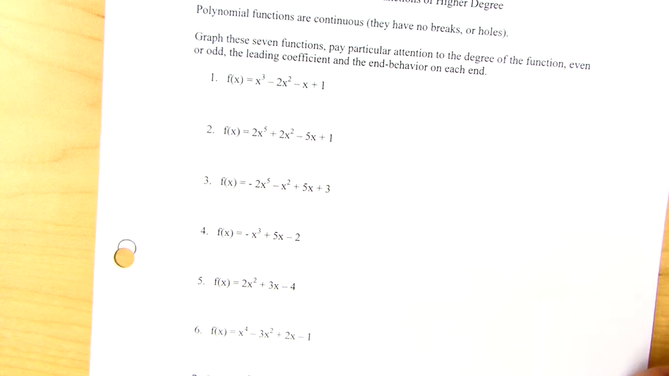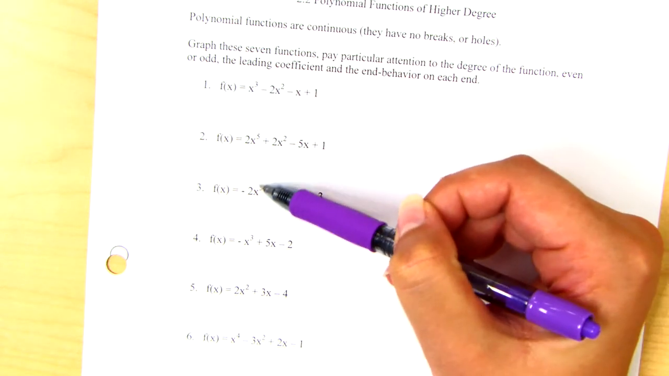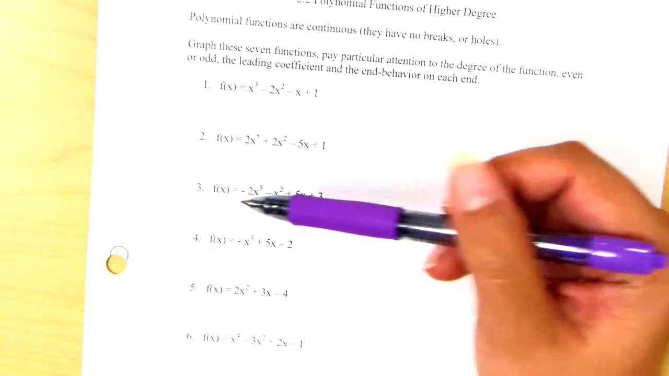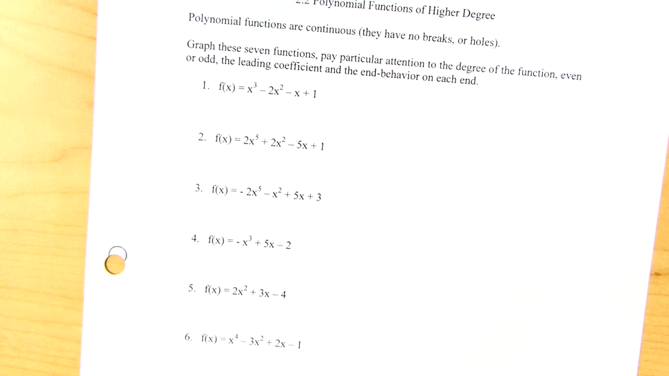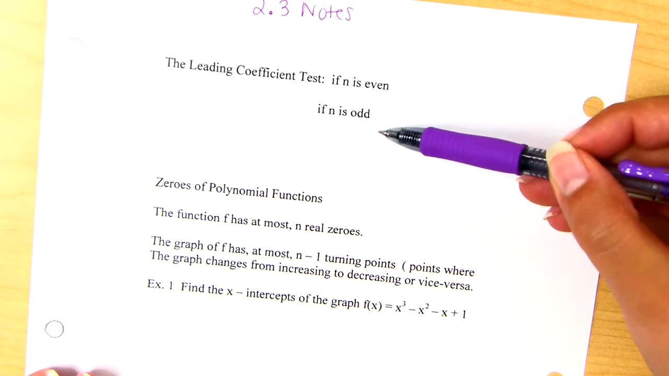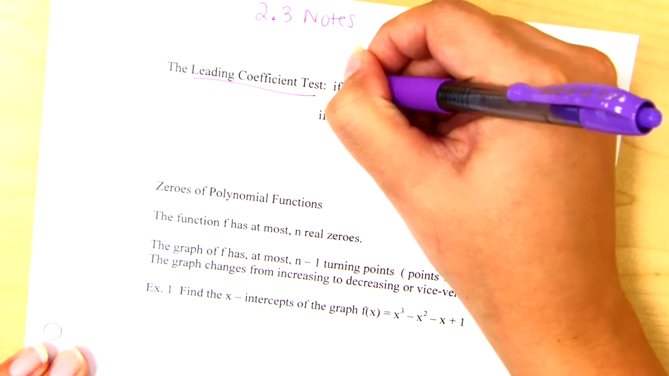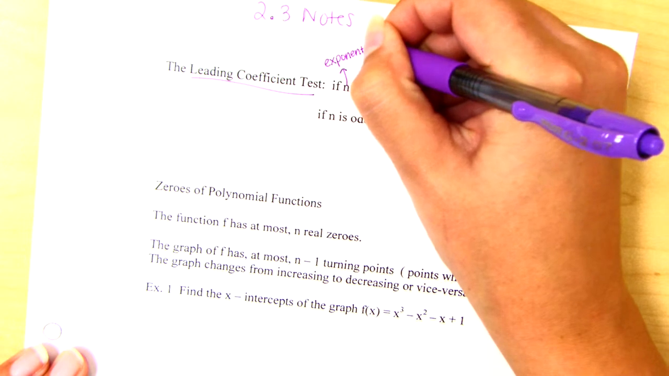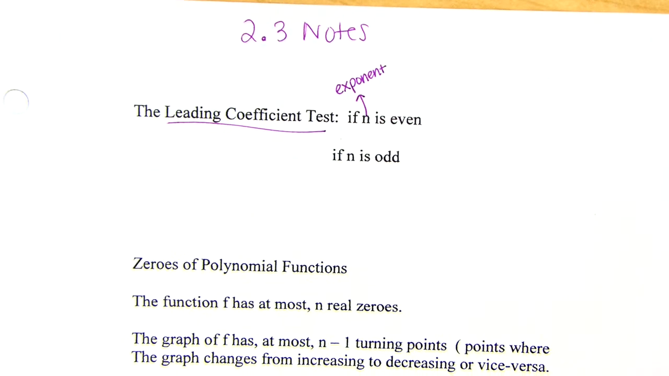I want to consider whether my leading term is even or odd based on its exponent, the degree, the highest power that I see for that function, and whether its leading coefficient is positive or negative. That's going to give me some information depending on how I classify. So for the leading coefficient test, when n is even, I'm talking about the exponent. When I say n is even, I mean that the exponent is even.